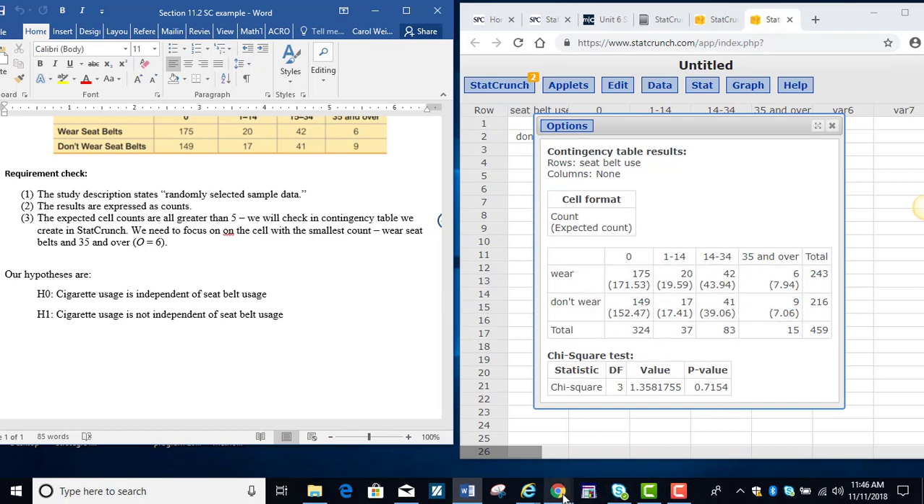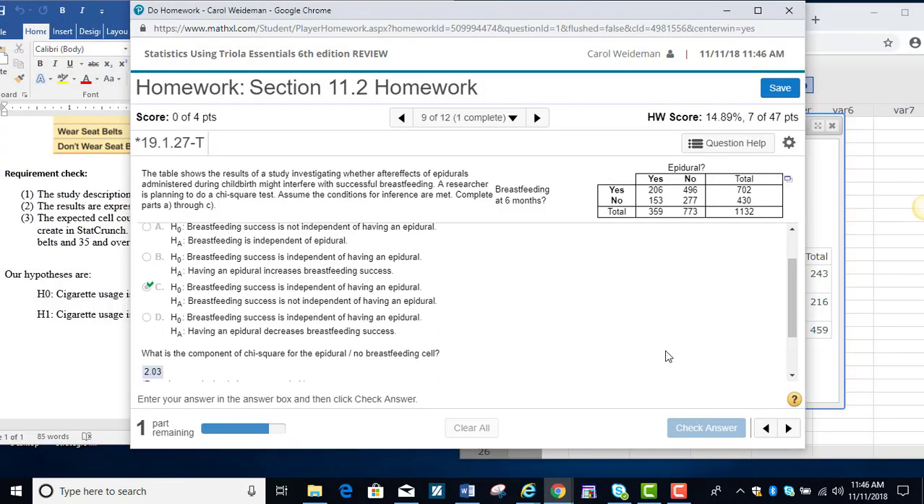I also want to just go over one part of a problem you have in your homework, problem number 9. One of the questions asks you to find the component of the chi-square for one of the cells in the table. In this table, they're looking at the relationship between whether a woman had an epidural during childbirth and whether she was breastfeeding at 6 months. To answer this question, I'm going to open up the data table in StatCrunch.